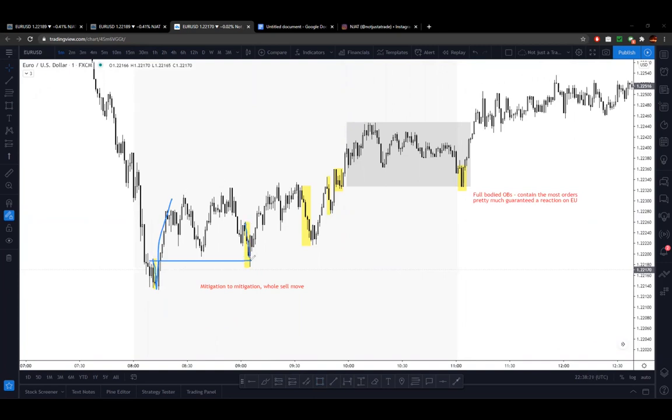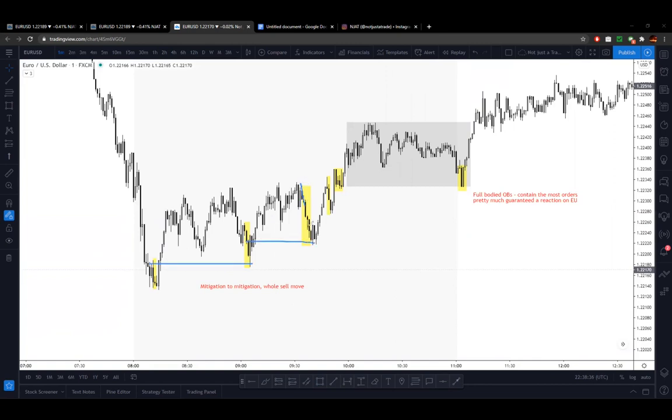Then we see that whole sell to buy again. So again, another footprint, which means this is the OB now. It's mitigated a previous OB, reacted, causing a break of structure high. So obviously that's mitigation to mitigation. So we're following the mitigations now, following the mitigation here.